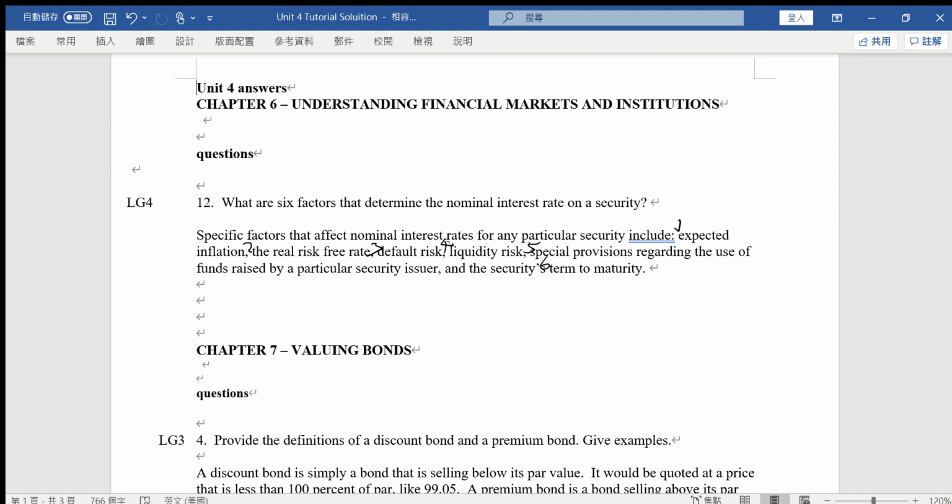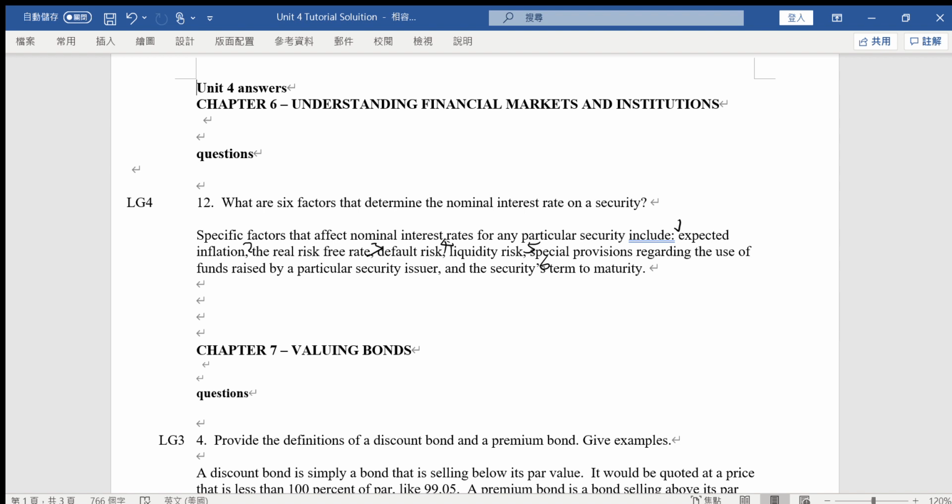And for the third one, default risk, this is also simple, and that will also be positively related, because if there is a high default risk, then the nominal interest rate should be higher. Otherwise, the investors are reluctant to invest because the risk is high, and they will ask for a higher return, a higher nominal interest rate.